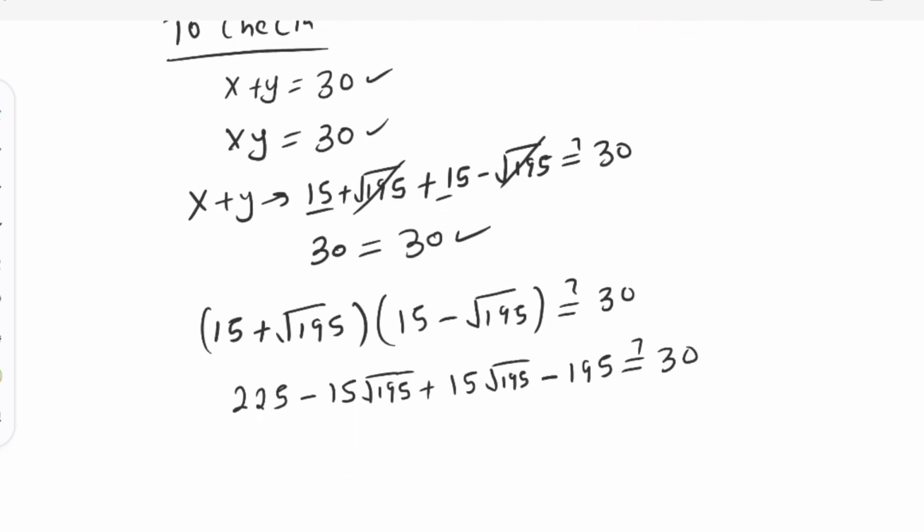Must be equal to 30. Then this cancels this. We have 225 minus 195 must be equal to 30. 225 minus 195, this is 30, is equal to 30, which is true.